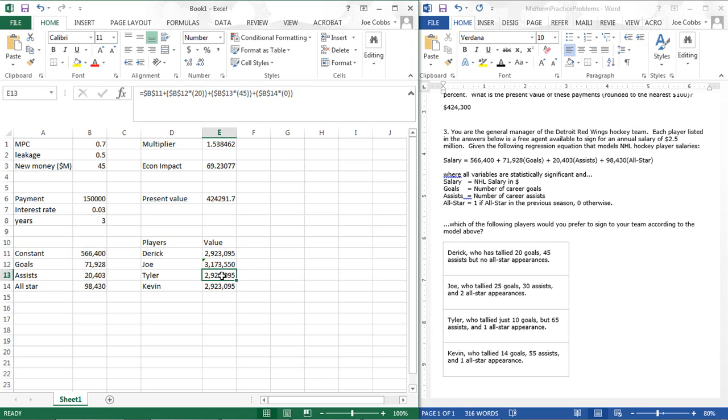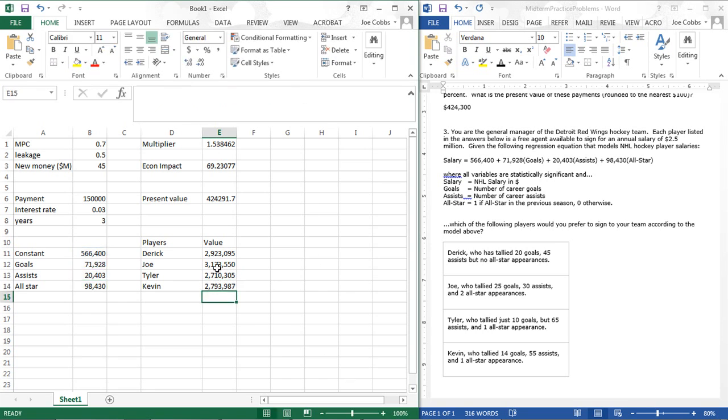All right, let's look at Tyler. Tyler has just 10 goals. And Tyler has 65 assists, so he has quite a few assists. 65 assists. And he does have 1 All-Star appearance. All right, still a good value for $2.5 million. Let's try Kevin. Kevin has 14 goals. Kevin has 55 assists and 1 All-Star appearance. Also a good value.